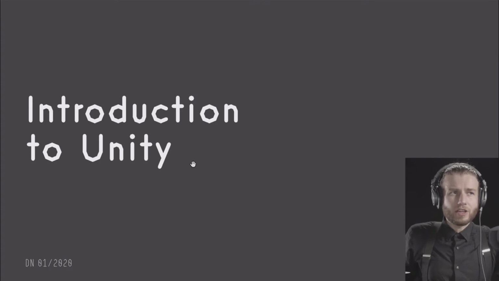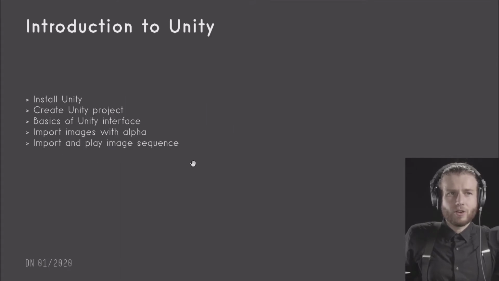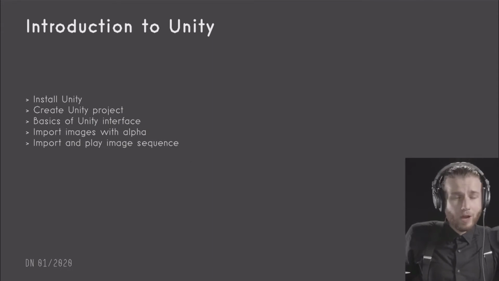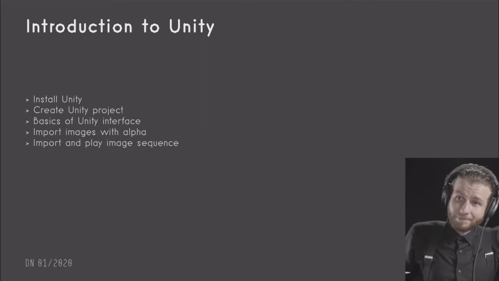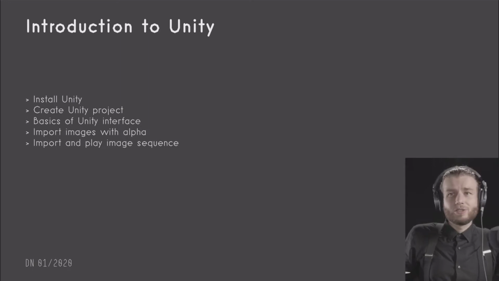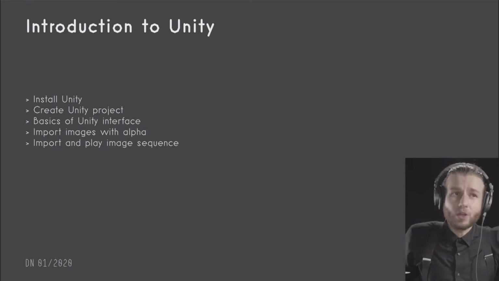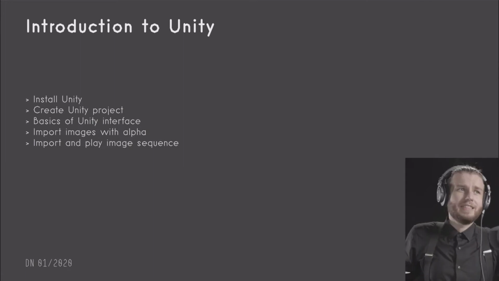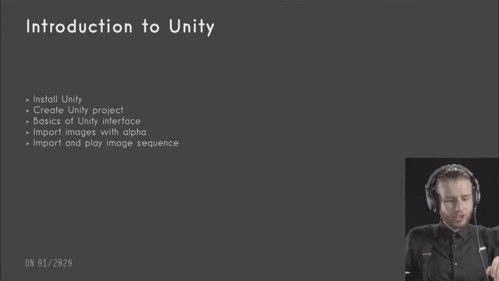Okay, so introduction to Unity. We will first figure out what Unity is, install Unity, and create a Unity project. Then we need to look at the basics of the interface of the software. And then right away we want to start importing images, ideally with Alpha, and also start importing and playing image sequences. Okay, so this is what I want to cover in the introduction.